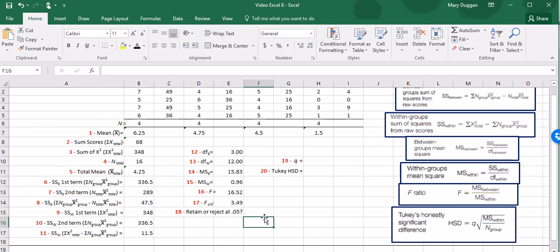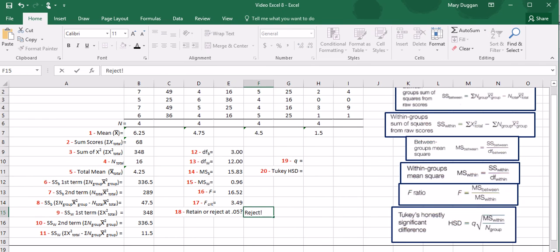Okay, so our question now is, are we going to reject or retain the null hypothesis based on our observed F compared to the critical F? And since our observed or calculated F is 16.52, that is much greater than 3.49. So we can reject the null hypothesis that there are no differences in the means of the groups. This means there was a difference or multiple differences between groups, and therefore we reject the null hypothesis.